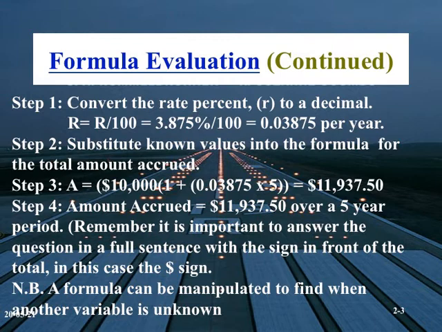Remember, it is important to answer the question in a full sentence with the sign in front of the total, in this case, the dollar sign.